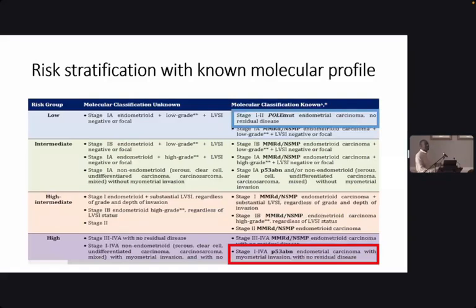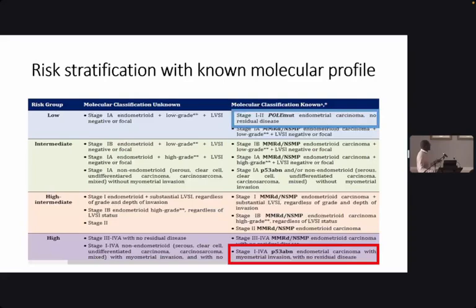And these patients actually need external beam therapy. So this is how the knowledge of this molecular classification has been a game changer in the management of endometrial cancers. So either we de-escalate or we upscale the management of these patients, depending on what we have found on the molecular profile of the cancer.